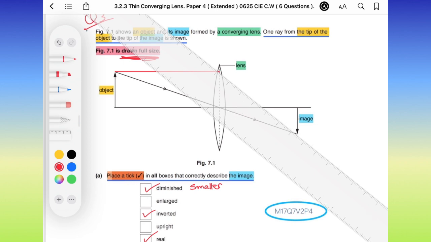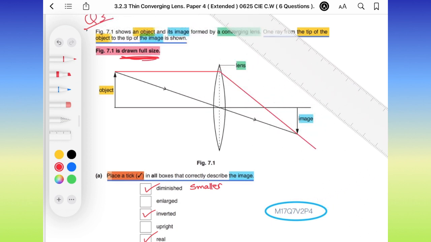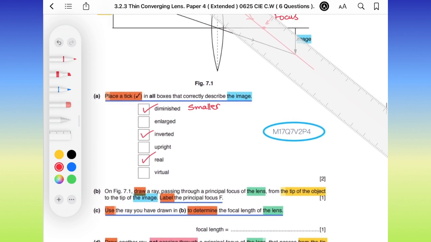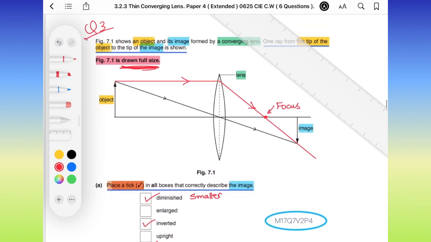Okay, so we have here it will be refracted at the middle line inside the converging lens, and it will be refracted. So this point is the focus. Okay, so the question is asking you to label the principal focus F. So this is F. To follow the instructions, I will not write it in words, I will just label it F.